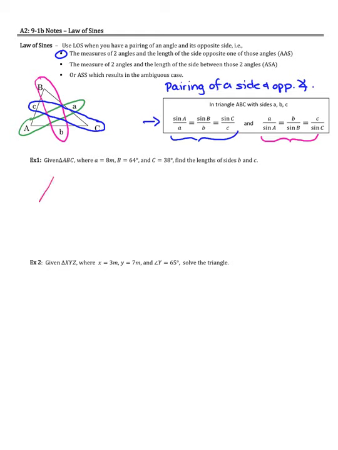So here we have angle ABC. Just like before, we're going to set up a non-right triangle. And since it's an ABC, we're going to label our triangle. So here's little a, little b, little c. And we have here that, do it in a different color, A is 8, B is 64 degrees, C is 38 degrees, and we want to find the length of sides B and C.